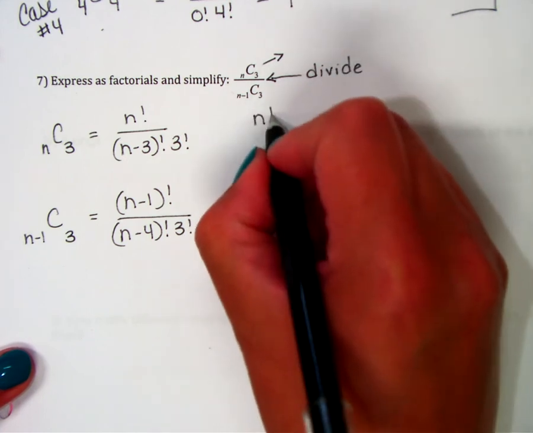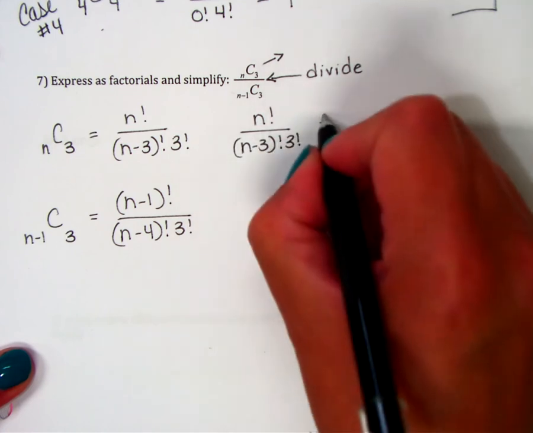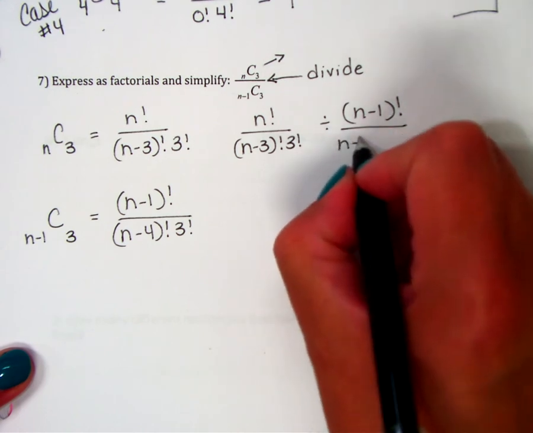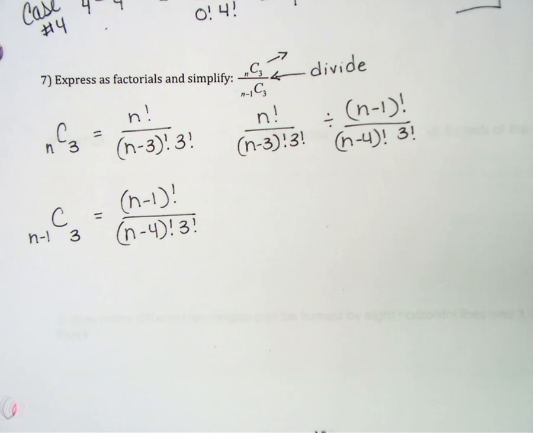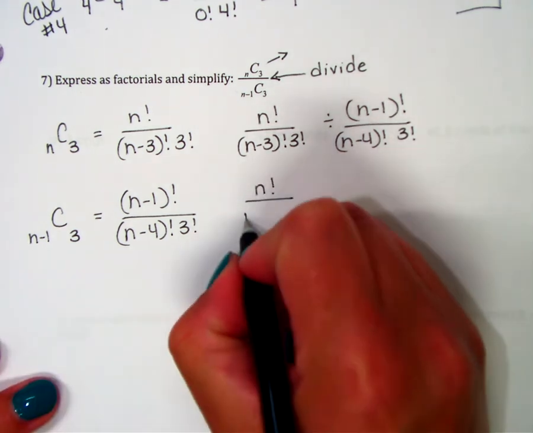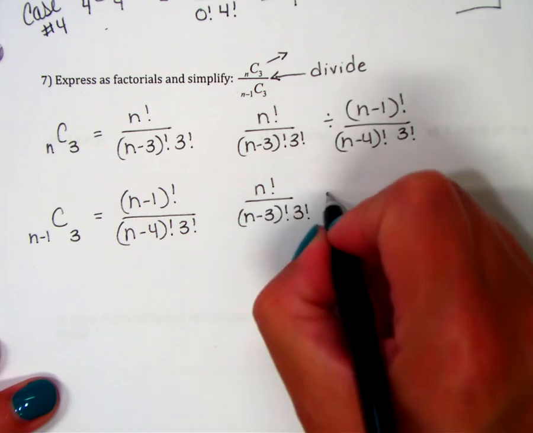So if I have n factorial over n minus 3 factorial, 3 factorial, divided by n minus 1 factorial over n minus 4 factorial, 3 factorial. That's the way I'm writing it. Instead of having a fraction inside of a fraction, I'm changing it to a division question, because the next step is going to be multiplying by the reciprocal. Why is there an exclamation mark by the n minus 3? Because that's the formula.